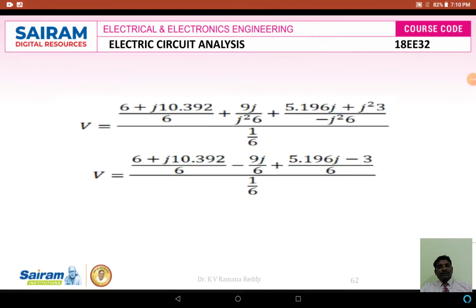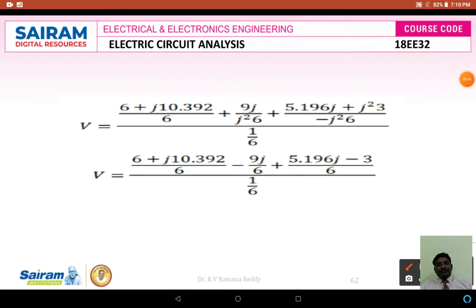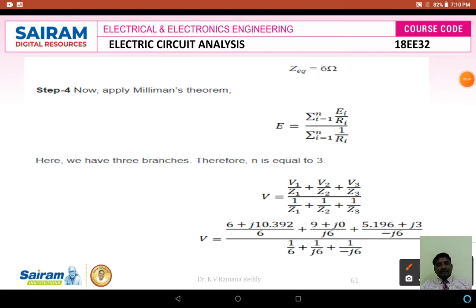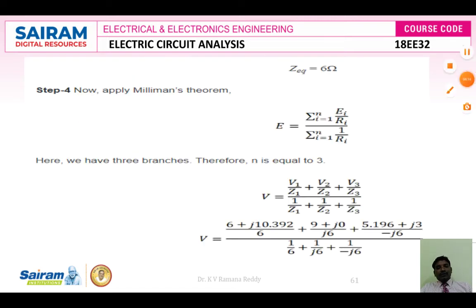And if you simplify it, going from the previous step to the current step, you can see very clearly here 6 plus J10 divided by 6, 9 plus J0 divided by J6, and 5.196 plus J3 divided by minus J6. If I want to perform the division operation, the values should be in polar form. Now the values are in rectangular form, so we have to convert all the values into polar form.